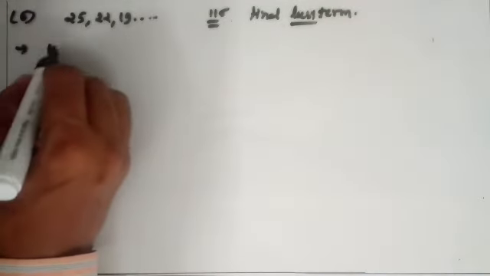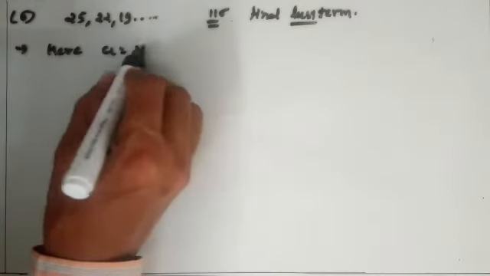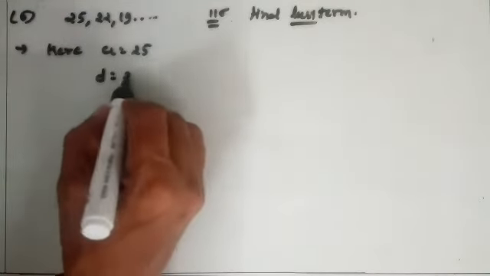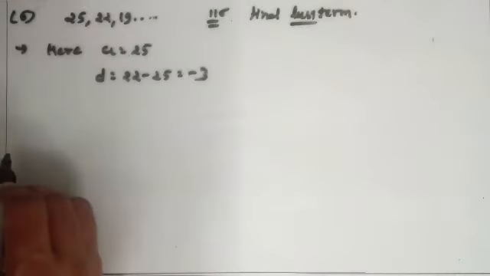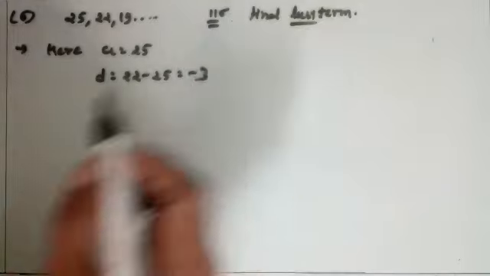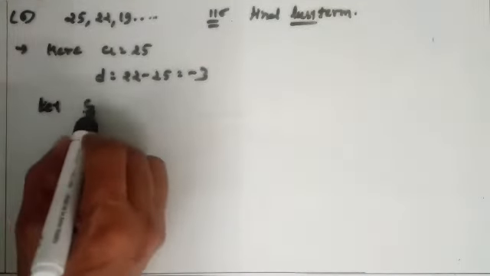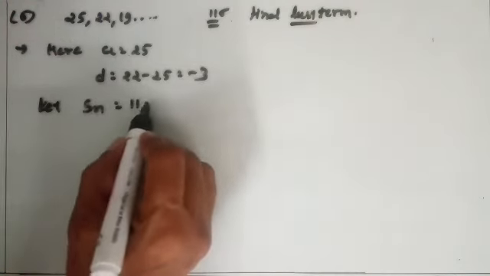Here for the given AP, A is equal to the first term, 25. Common difference D is equal to 22 minus 25, which is equal to minus 3. Clear? Here we want to get the sum of n terms is equal to 116. Let the sum of n terms be equal to 116.